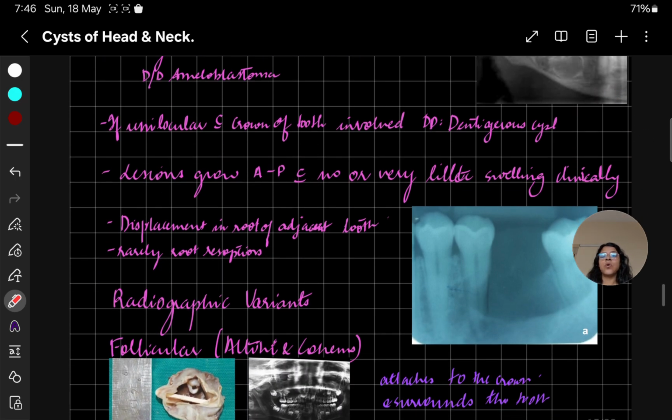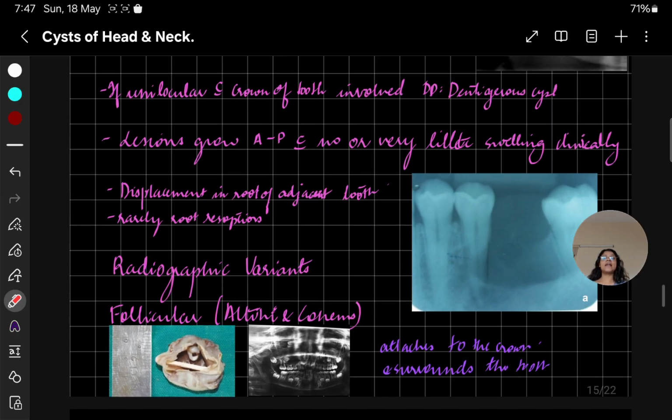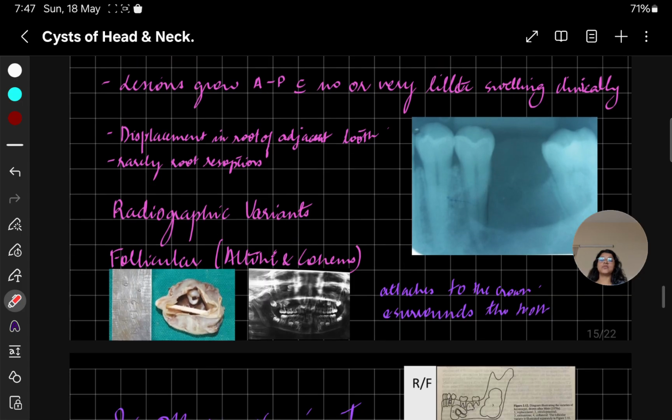Now lesions grow anterior posteriorly with little or no swelling clinically. So you cannot really make it out because it's growing this way. So you will not have facial asymmetry that much. So displacement of the root of the adjacent tooth. Rarely you will have root resorption, but sometimes you might have root resorption, and you will have displacement of the tooth and the inferior border.